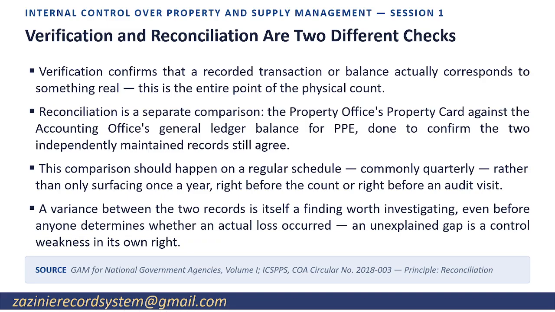A variance between the 2 records is itself a finding worth investigating, even before anyone determines whether an actual loss occurred. An unexplained gap is a control weakness in its own right.